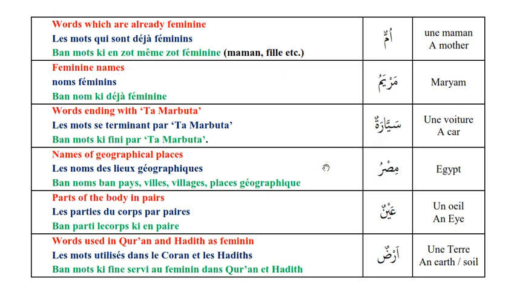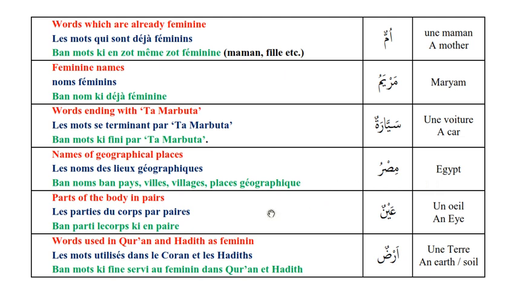Now, the fourth category of feminine in Arabic language can be seen in the names of geographical places. Places, countries, villages, and so on. For instance, we have Misr, Egypt. Misr, Egypt. So, Misr in itself is a geographical place, is a country. So we say that any country, any town, any village, any place is feminine in Arabic language. Misr, Egypt, is feminine in Arabic language.